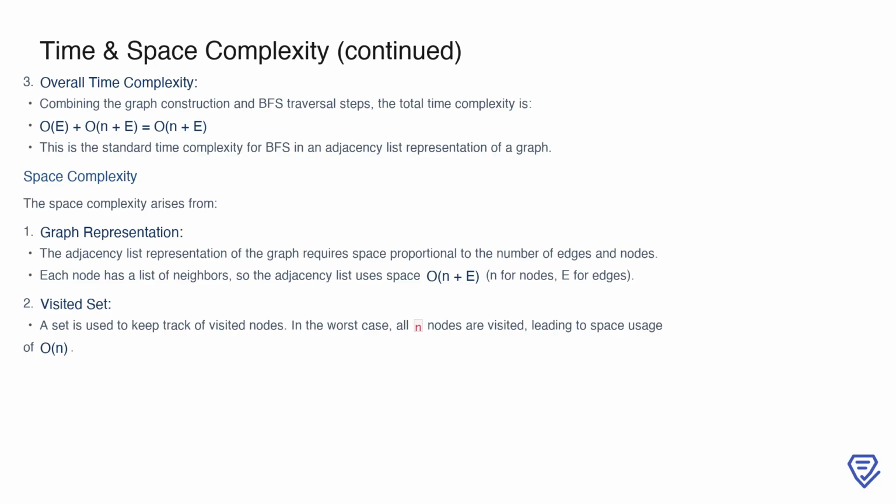Shifting focus to space complexity, we start with the graph representation. The adjacency list requires space proportional to the number of nodes and edges, as each node has a list of its neighbors. This gives a space complexity of O(N plus E). Additionally, we have a set to keep track of visited nodes. In the worst case, all N nodes could be visited, so the visited set contributes O(N) to the space complexity.